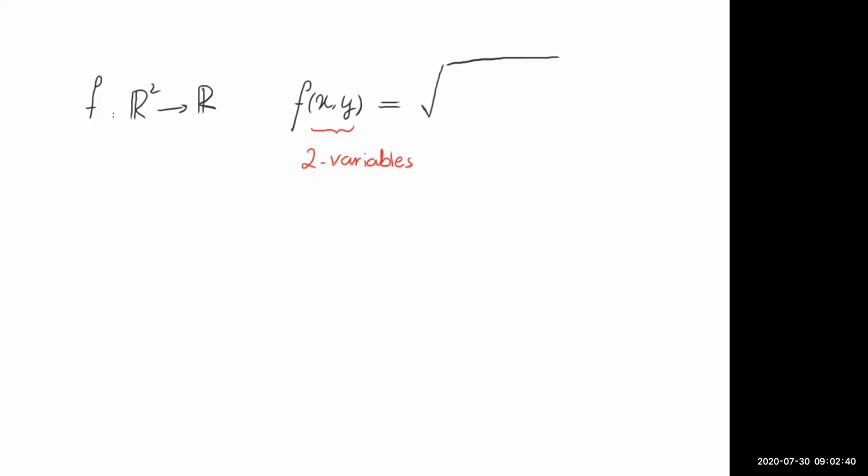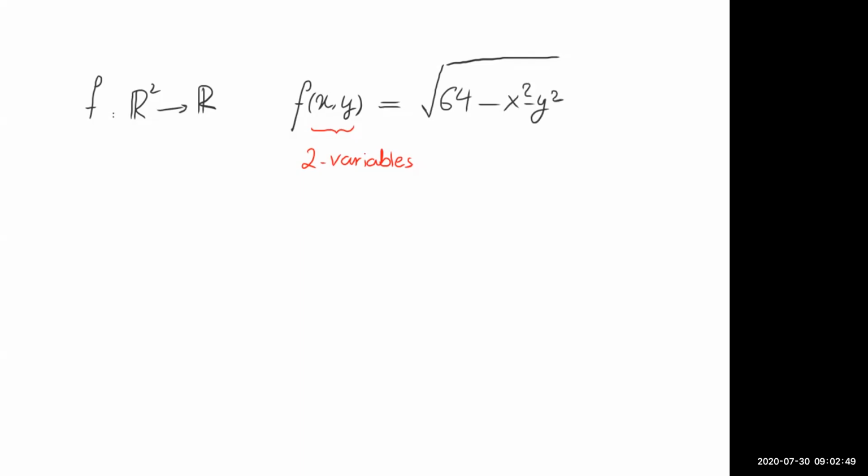Okay, so if you remember, we talked about functions like f from, say, R2 or R3 to R. They were of the form f of x and y. So the difference with the functions we had seen before was that they had two or more than two variables. So one example we looked at was a function of this form, say square root of 64 minus x squared minus y squared.